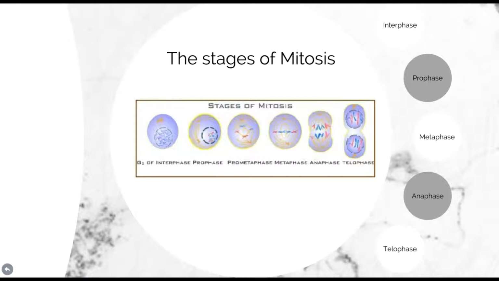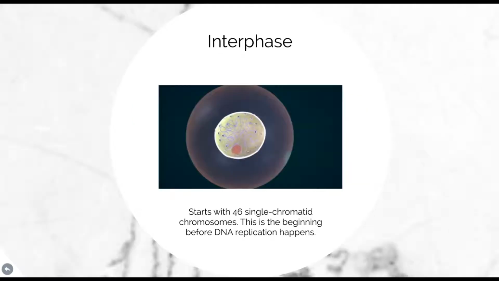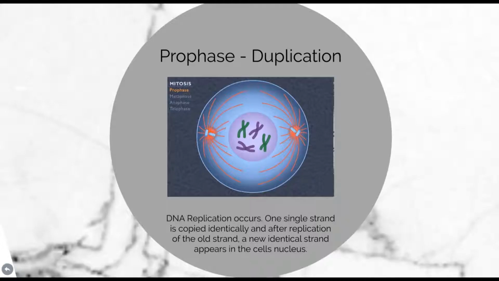So I'm going to be going through the stages of mitosis. There are 5 stages that I will be describing. It's interphase, prophase, metaphase, anaphase, and telophase. So what happens during interphase? It starts with 46 single chromatid chromosomes, and this is the beginning before DNA replication happens.